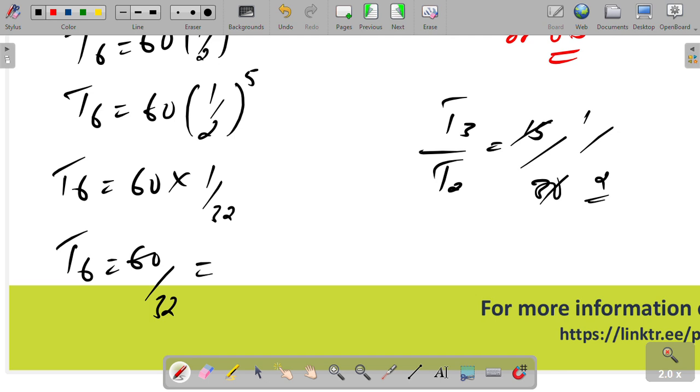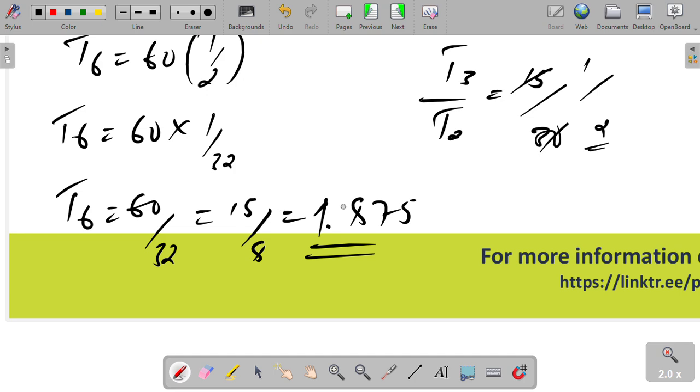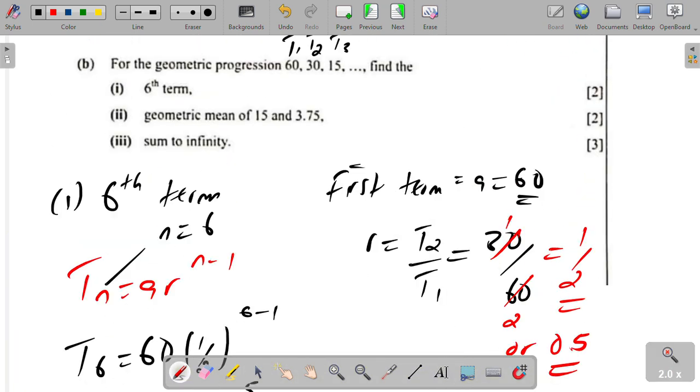When we multiply here, we can reduce this, and eventually we have 15 over 8. When we divide, we have 1.875. So this is our sixth term. This is how you find the sixth term. Even here you can divide directly, 32 into 60.